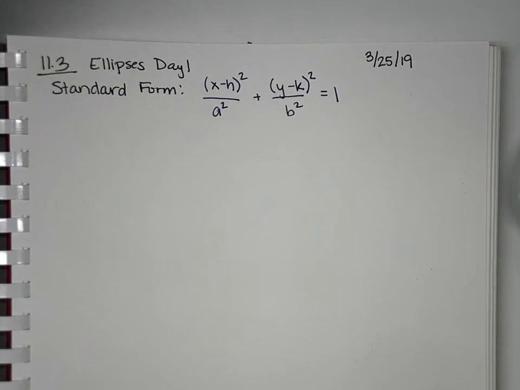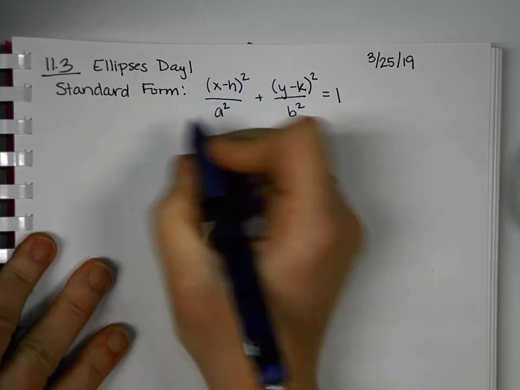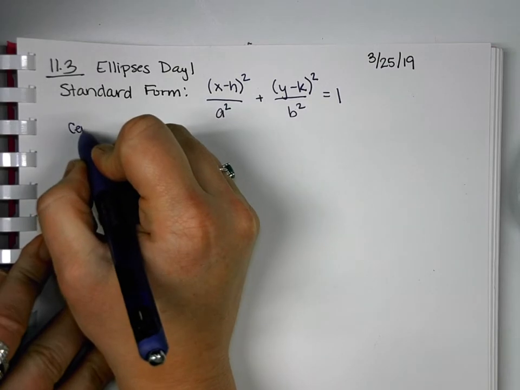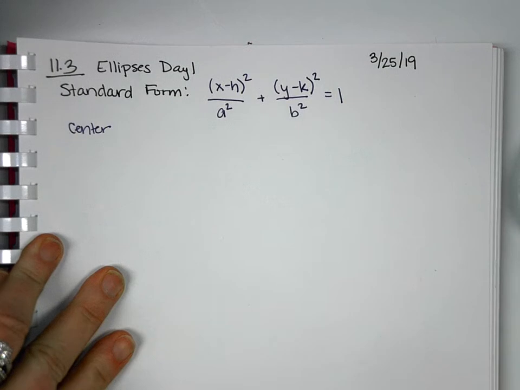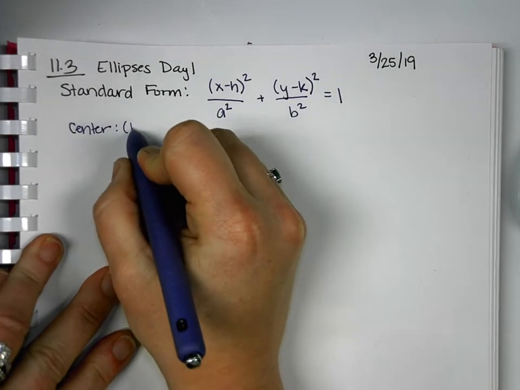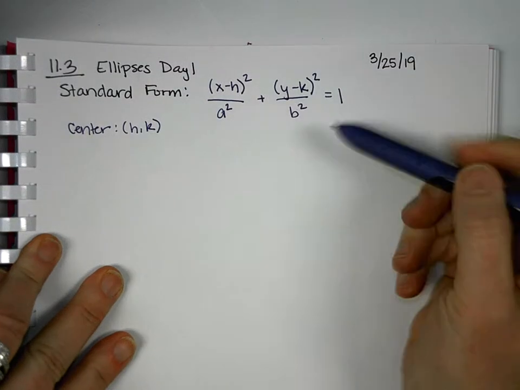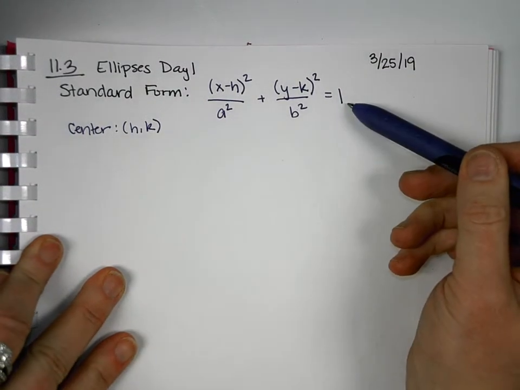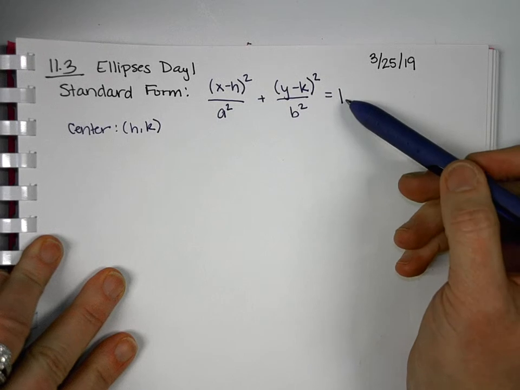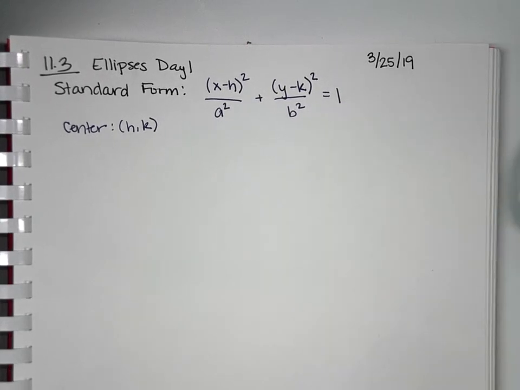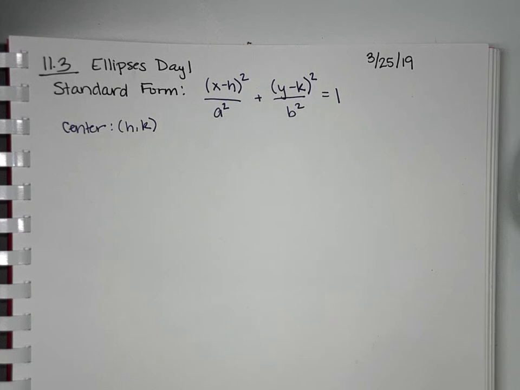So some things that you want to note about the standard form: (h, k), that's our center. So the center is (h, k), just like it has been in the circle and in the parabola. The equation has to also always equal 1. And so that's going to come into play a little bit more when we start having to convert or make sure we have an equation in standard form. We need to make sure it equals 1.